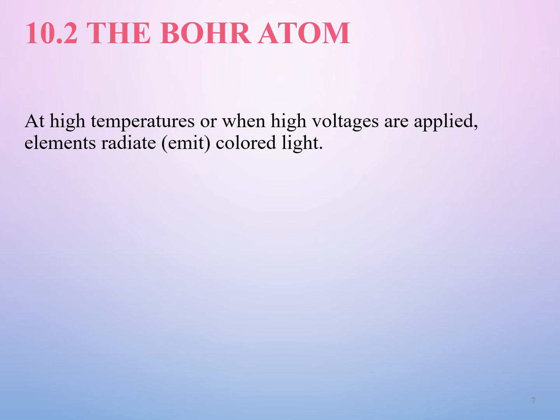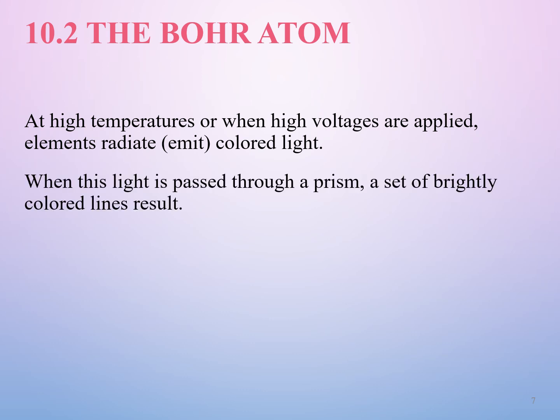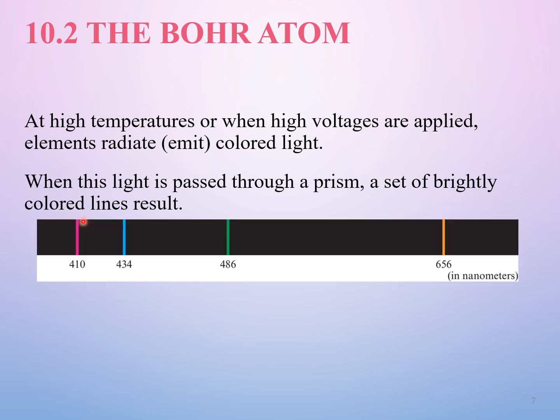Let's talk a little bit about the Bohr atom. What's interesting is if you take an element and you either put high voltage on it or high temperature, you see that these elements emit, so they basically release a colored light. When you take this light and pass it through a prism, you can see it splits up into colored lines, like a pink line, a blue line. Whatever light comes out, you put it through a prism, and you see individual lines like that.